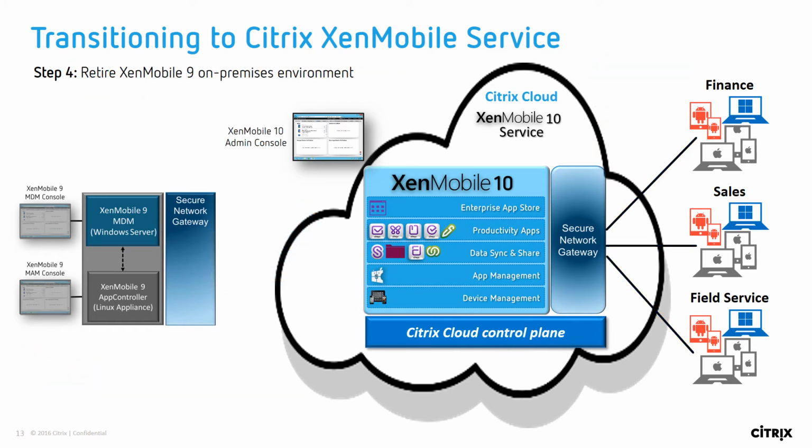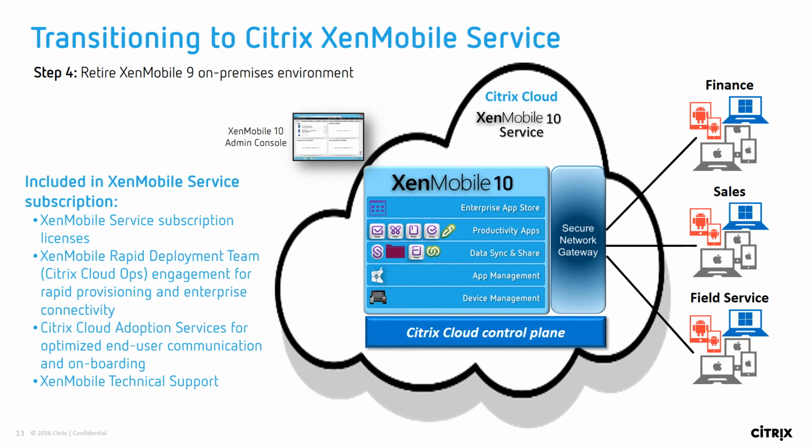The last step is to retire your XenMobile 9 on-premises environment. You can run your XenMobile 9 system in parallel with your XenMobile 10 service for 2 years, which gives you plenty of time to transition your users to the cloud. At the end of 2 years, though, you must rescind your XenMobile 9 licenses. And that's it. You are now in the cloud with XenMobile service.